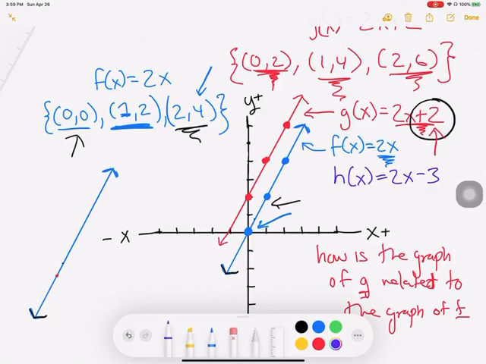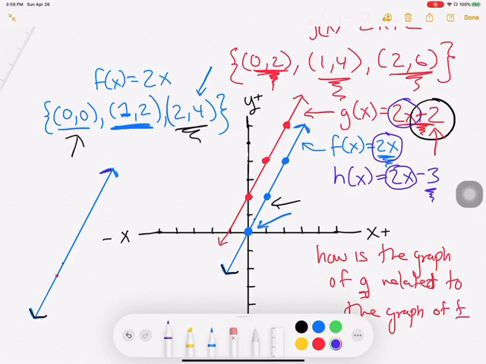You should know where this line is going to be, okay? Because this is also a 2x graph, just like the other graphs. So it's going to be the same straight line with the same slope. Okay, and this number, the constant, is going to tell me how many units this is going to shift up or down.